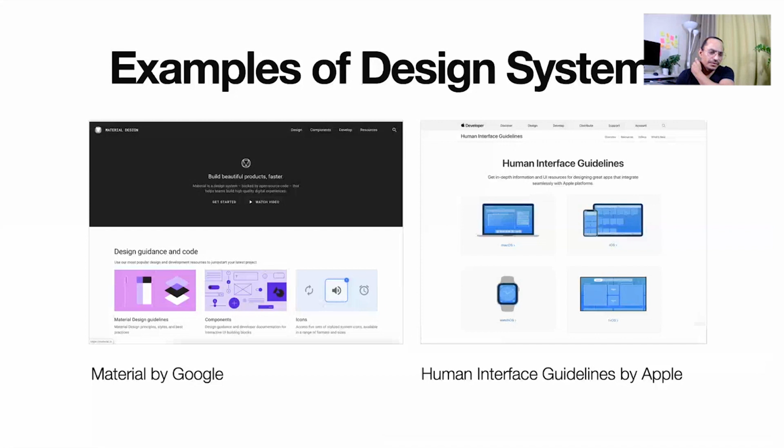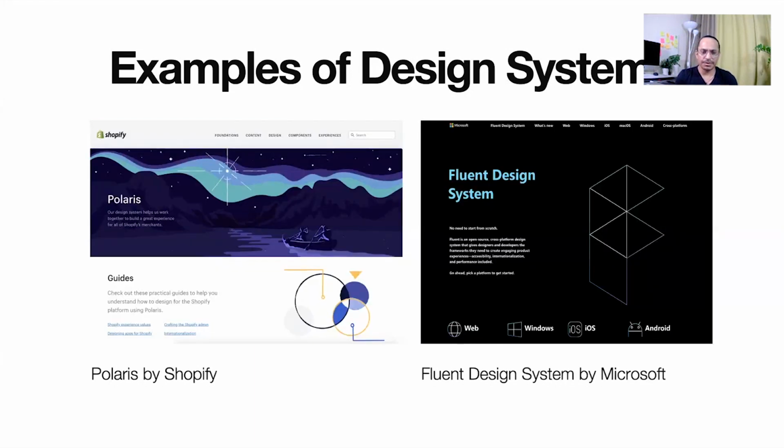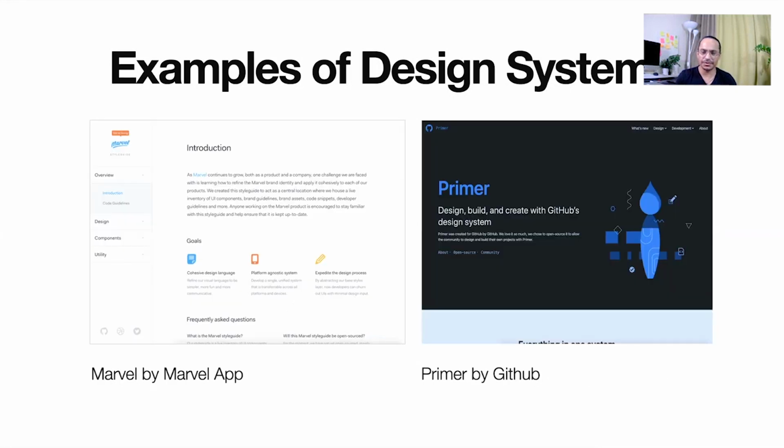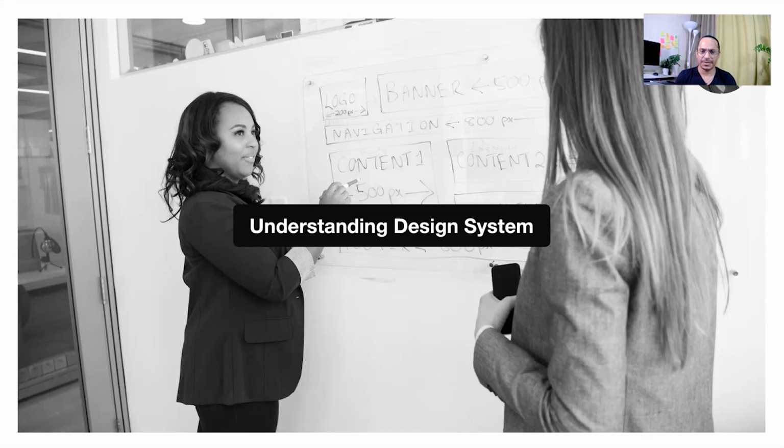Let's see some examples. This is Material Design by Google, then Human Interface Guidelines by Apple. Similarly, Nachos by Trello. IBM has their own design system and they call it IBM Living Language. Polaris by Shopify, which is a very good one. Fluent Design by Microsoft, that's also a very good one. So you should go and read these. Marvel by Marvel Lab, Primer by GitHub. Fine. You can find all these resources using this URL. You can go and check the existing design systems and read about them.